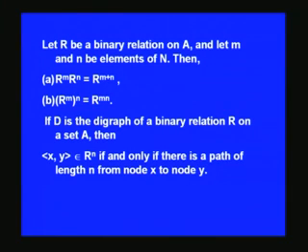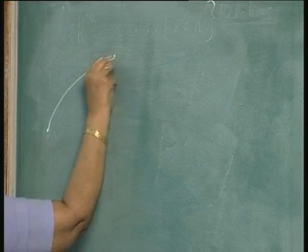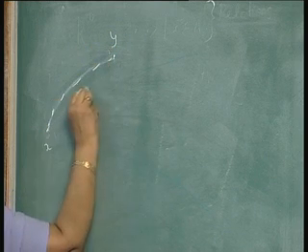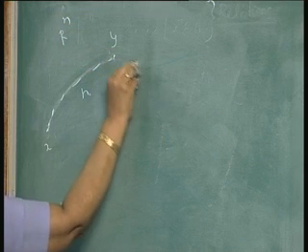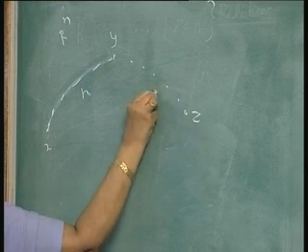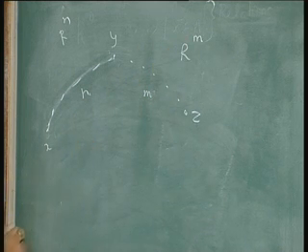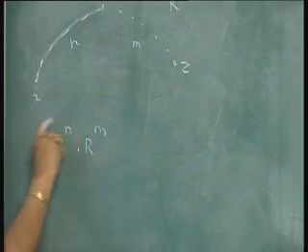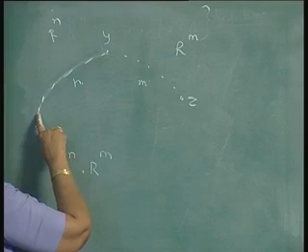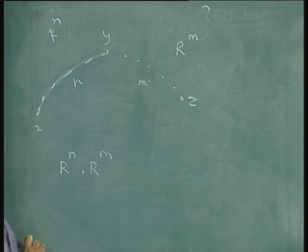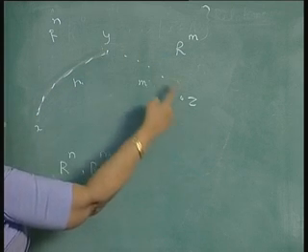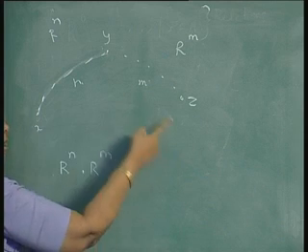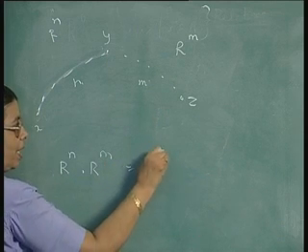So, if there is a path of length n from x to y, this will be in R power n, and from y to z say there is a path of length m, and this will belong to R power m. So, in R power n into R power m, you have to combine this, and there will be a path from x to z of length n plus m. You can see that this path is of length n, this path is of length m. So, there is a path of length n plus m, that means that path belongs to R power n plus m.